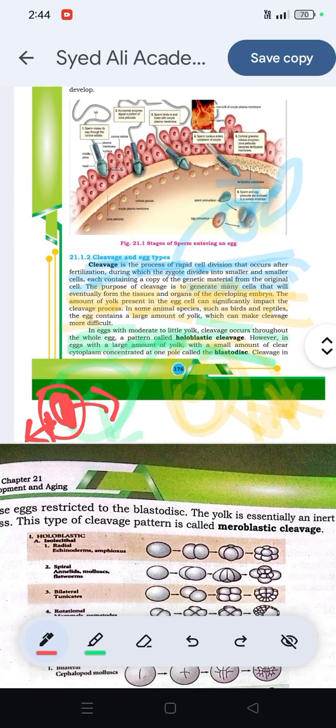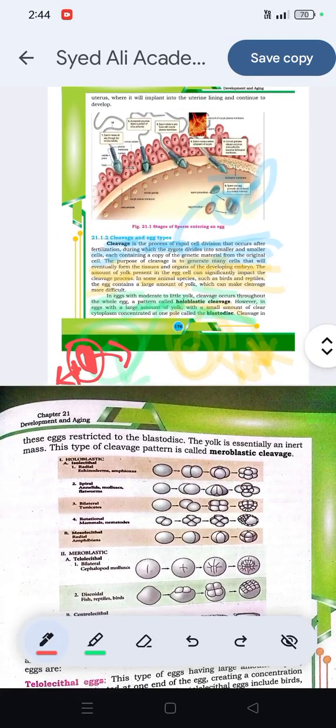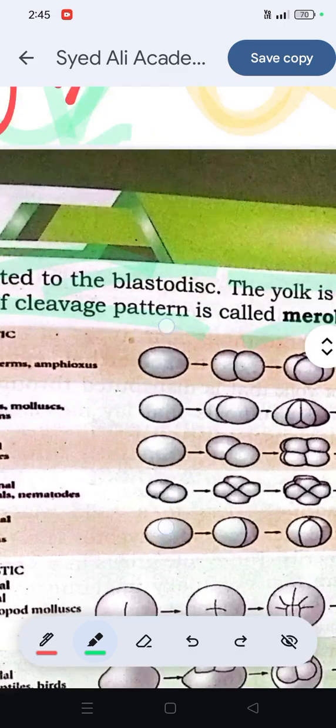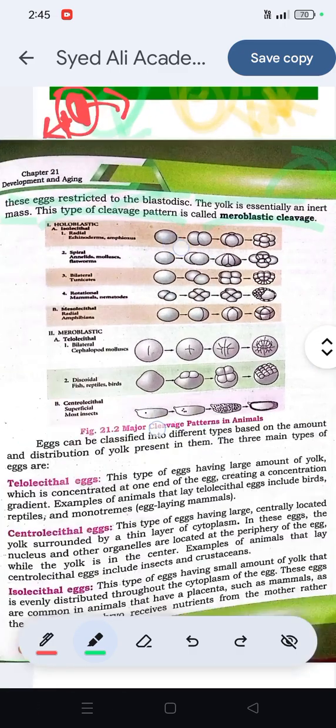Then cleavage in these eggs is restricted to the blastodisc. The yolk is essentially an inert mass, and when the yolk is an inert mass, the type of cleavage pattern is called meroblastic. So this type of cleavage where the yolk is essentially an inert mass is called meroblastic cleavage. So I'm sure it will be clear. Let's see the diagram, how it's dividing and everything.